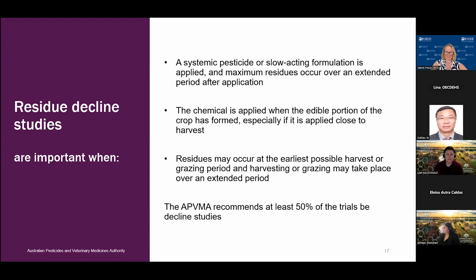A number of the supervised residue trials submitted for registration of a product should be residue decline studies, which show how the residue levels change with time. In decline studies, when a residue level is higher at a later PHI than proposed, this highest value is selected for MRL calculation. These trials are particularly important when maximum residues or harvesting or grazing occur over an extended period, or when chemical is applied to the edible portion of the crop close to harvest.